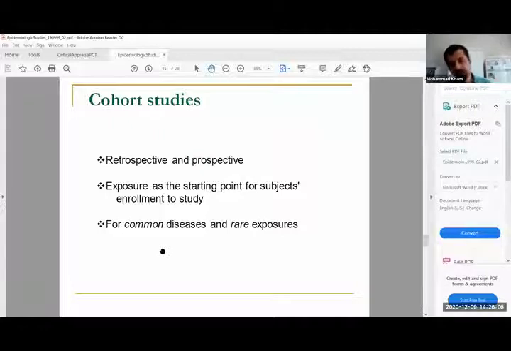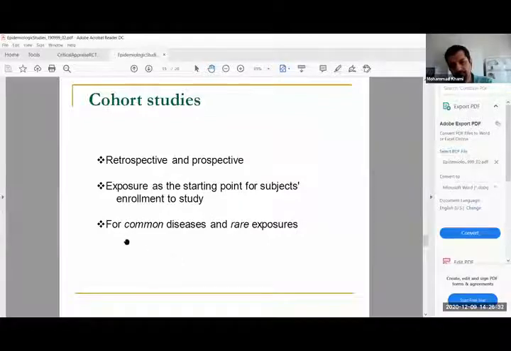So it cannot provide valuable information like cohort studies. So in the evidence ladder, cohort studies' position is below, case control studies' position is below cohort studies. And these cohort studies are good for common diseases and rare exposures.